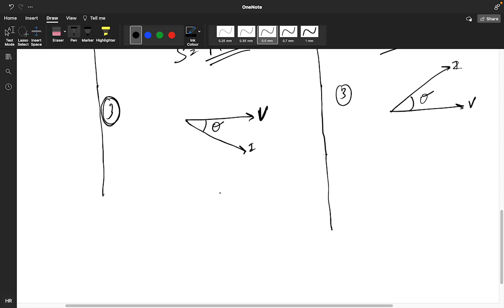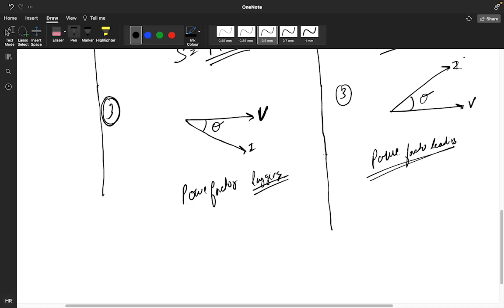So that's why, for power factor, we say an inductor has a lagging power factor, and for a capacitor we say it has a leading power factor, because we always consider current with respect to voltage. So current is lagging, that's why it is known as lagging power factor. Current is leading voltage, that's why it's known as leading power factor.